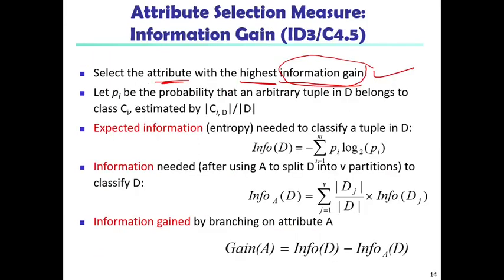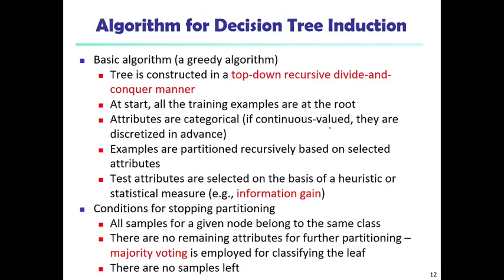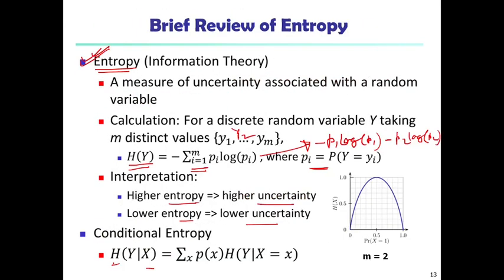Now let Pi be the probability that an arbitrary tuple in D belongs to class Ci, estimated by the modulus of Ci,D divided by the modulus of D. The expected information, or entropy, is nothing but this formula, which we have just discussed. Entropy can be written as Info(D), the summation from 1 to m. Here m is the number of classes. If this is binary classification, then m will be 2. Here I have wrongly said it earlier: it is not attribute, m is nothing but the number of classes.